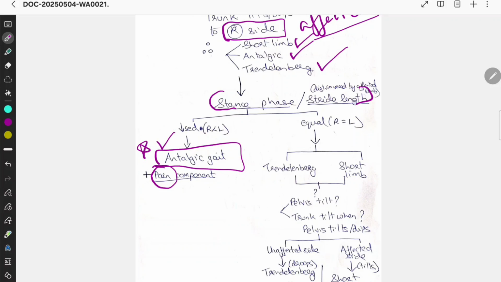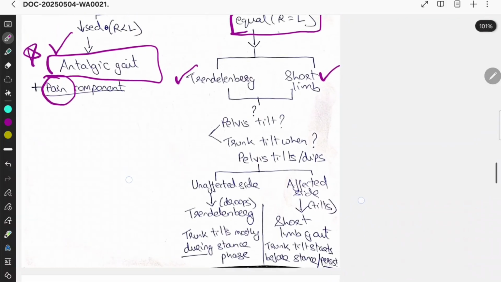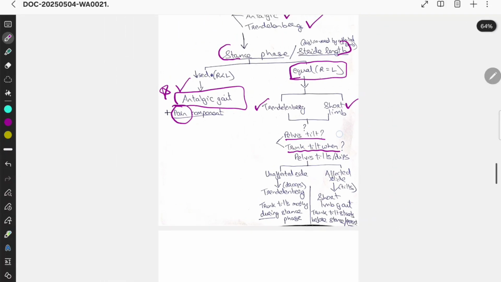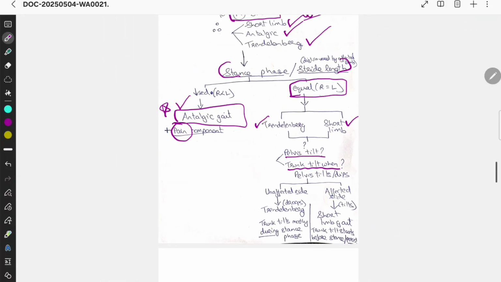Now if the stance phase is equal on both sides, then we have to understand whether it is a Trendelenburg gait or a short limb gait. What further do we look at? We look at the pelvic tilt, and additionally the trunk tilt. The trunk shifts towards the same side in both the Trendelenburg gait and the short limb gait. But when does the tilt start? That is also important.